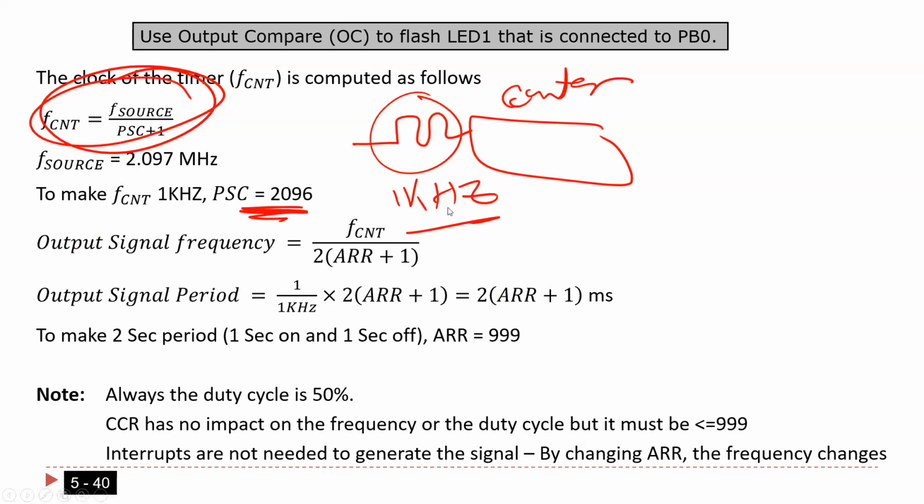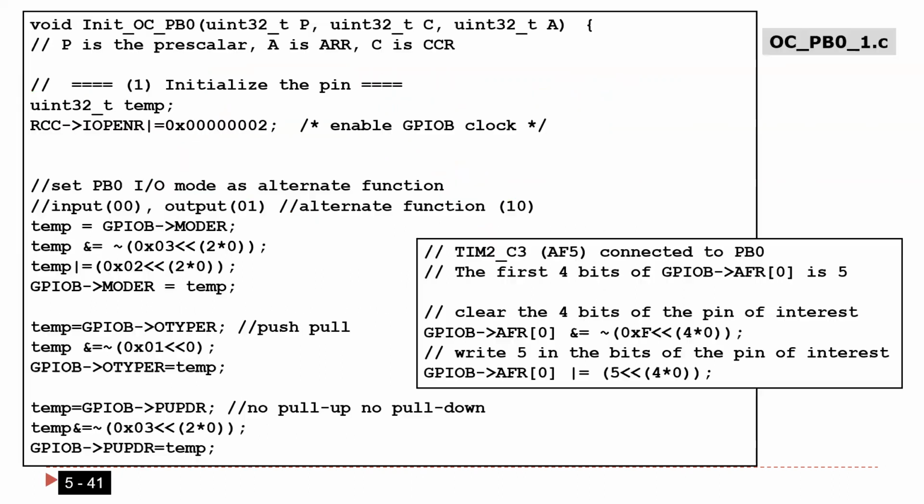Why? So that the timer is going to increment the count every 1 millisecond. So every one count means 1 millisecond, because I selected the frequency this way. Okay, guys, any questions? How can you do that?